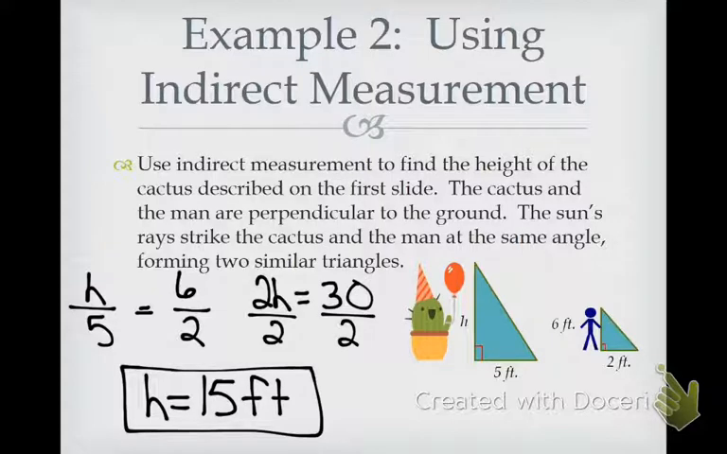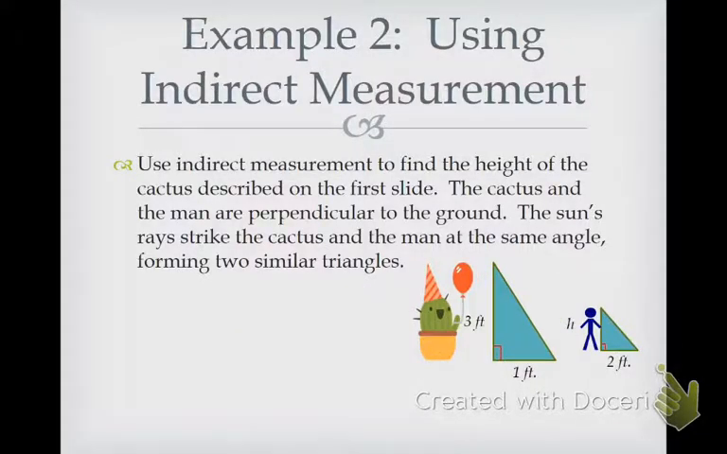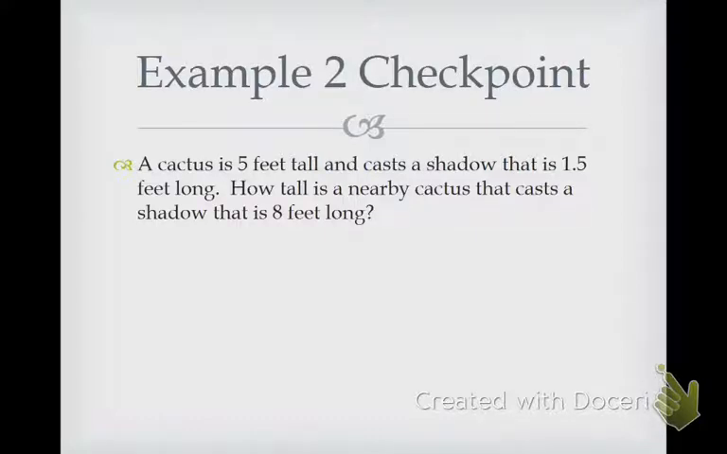Okay, 15 feet. Very good. All right, any questions? All right, so that's indirect measurement. We're going to do one more of these. This says the cactus is 5 feet tall and casts a shadow that's 1.5 feet long. How tall is a nearby cactus that casts a shadow 8 feet long? Go ahead and set up your proportion and solve.